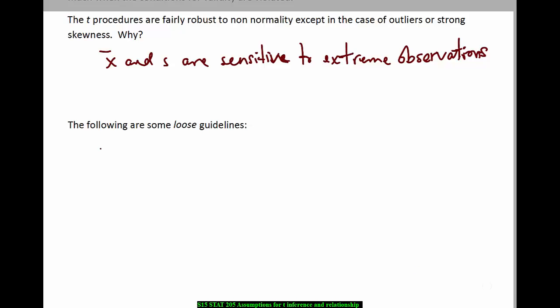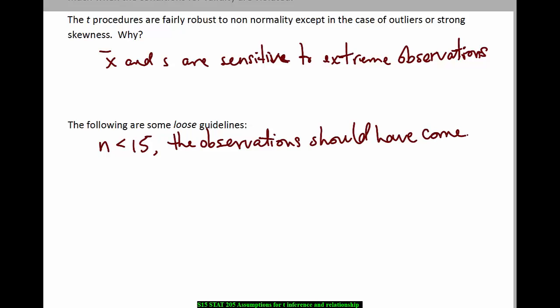If your sample size is less than 15, say, so if n is less than 15, we're going to consider that to be a small sample size. And in that case, we don't know that our central limit theorem is going to kick in. So if n is less than 15, the observations should have come from approximately a normal distribution, a unimodal symmetric distribution.